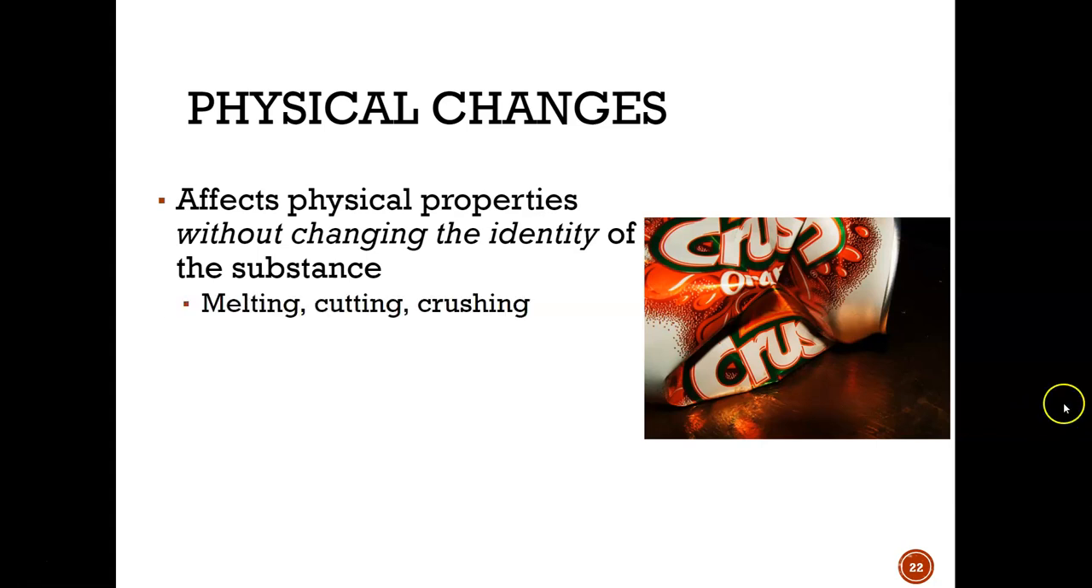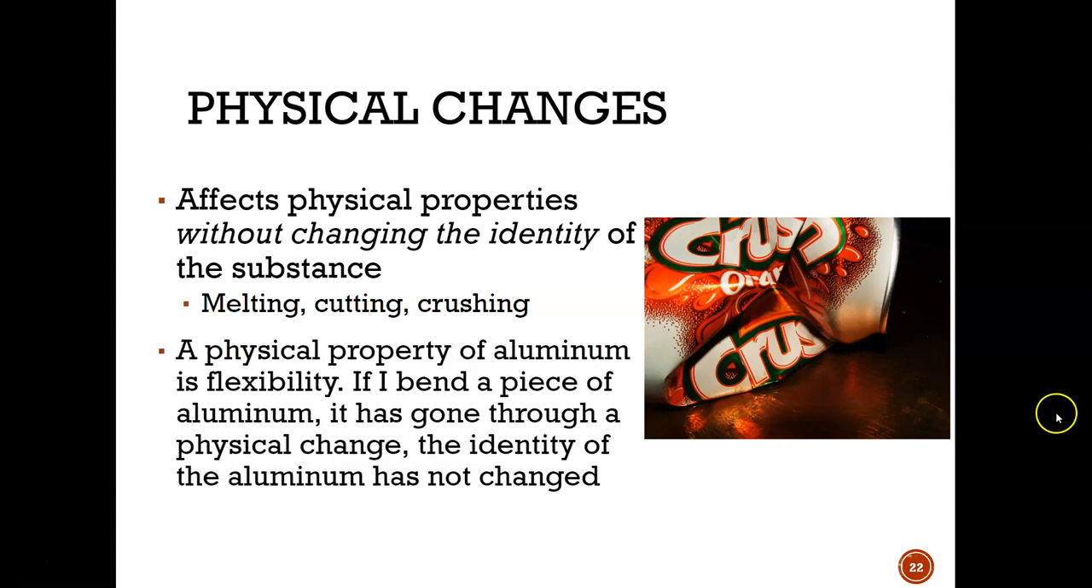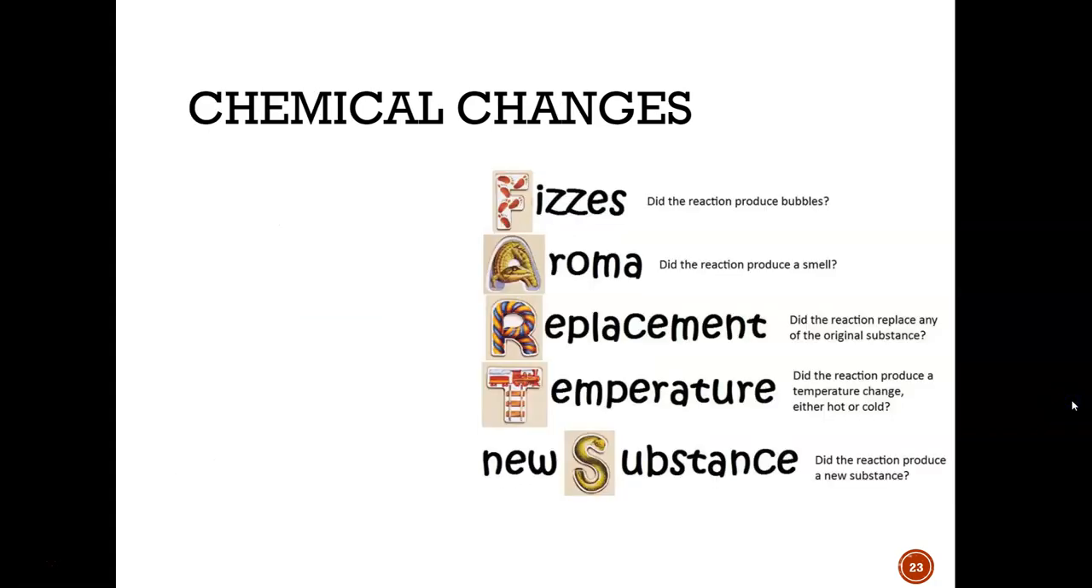Melting, cutting, and crushing would all be examples of physical changes. A physical property of aluminum is its flexibility. If I bend a piece of aluminum, it's undergone a physical change. The identity of the aluminum has not changed.